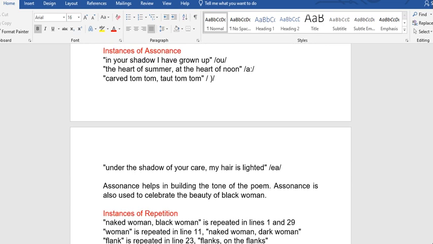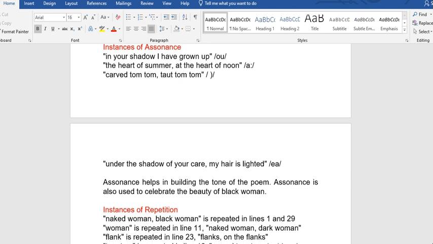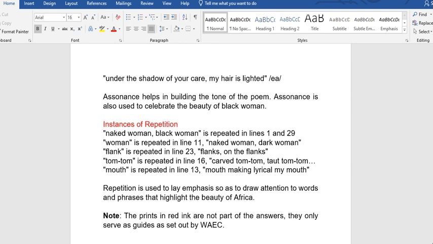Now, instances of assonance. In your shadow I've grown up. We have the heart of summer and the heart of noon. We have use of long R there. Cap tom tom, tilt tom tom. We have use of the O sound. Under the shadow of your care, my ear is lighted. Ear. Assonance helps in building the tone of the poem. Assonance is also used to celebrate the beauty of black women.